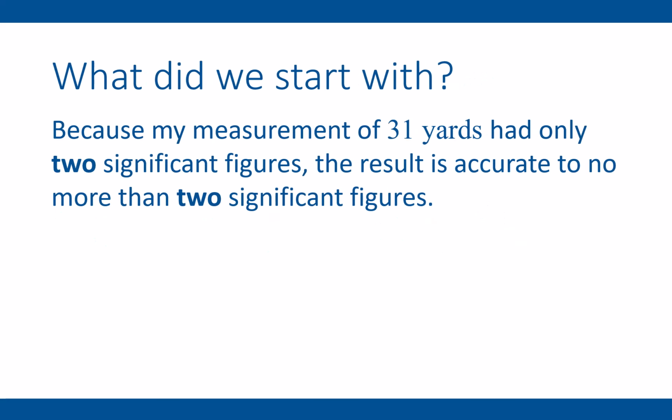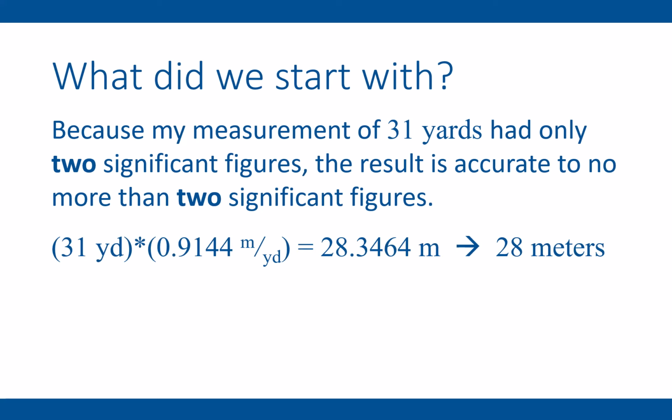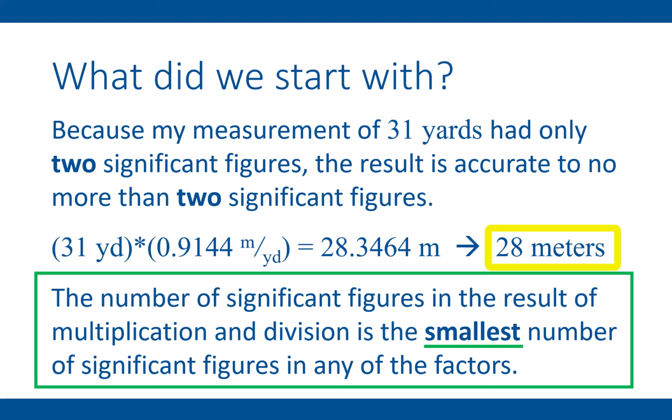Because my measurement of 31 yards had two significant figures, the result is accurate to two significant figures, so I round to 28 meters. The number of significant figures in the result of multiplication and division is the smallest number of significant figures in any of the factors.